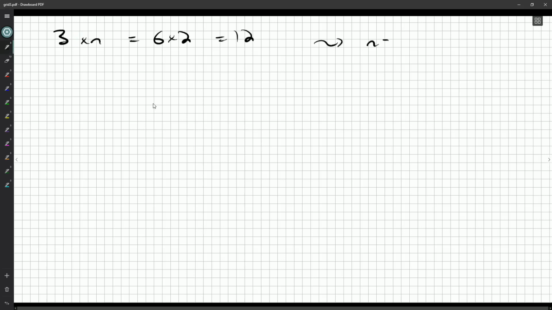Now, I usually like writing something down, even for the very basic question numbers, number 1. So we'll say 3 times n is 6 times 2, which is 12. So that tells me n is 12 over 3, and that is 4. And we just said that that was E. But that's all there is to it.